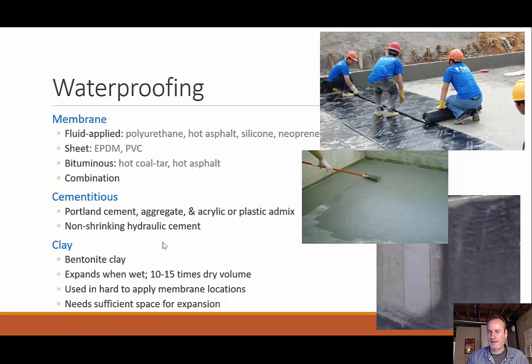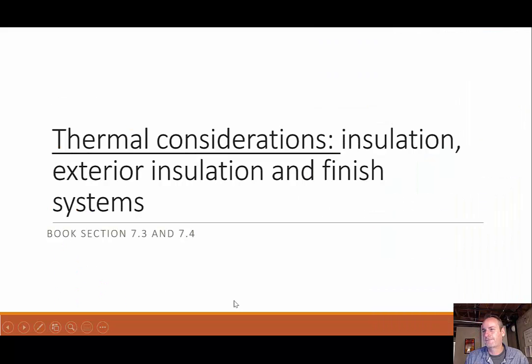When we're in locations that are hard to reach, sometimes we can use this clay, bentonite clay. The bentonite clay prevents water from going through the material. However, it does absorb that water, so it expands. It can be 10 to 15 times the expansion. When we talked about clay, when we talked about soils and how we can have these expansive soils, same idea, but this is using it as a benefit to suck up that water before it gets to our structure. Like I said, used in hard to apply membrane locations, and it does need room to have that expansion.